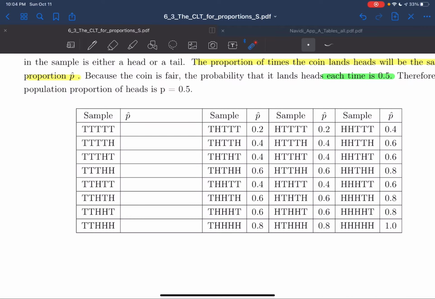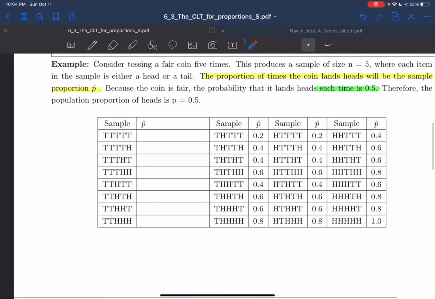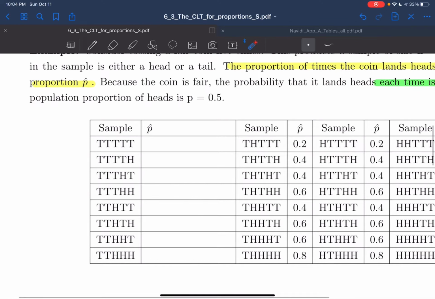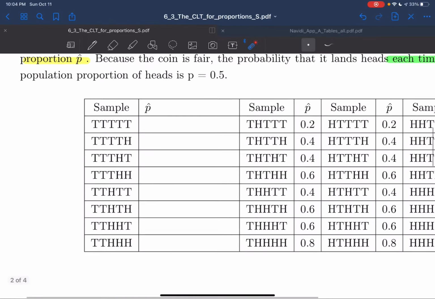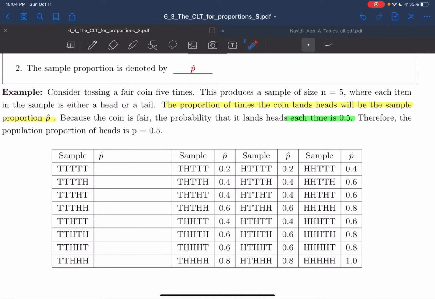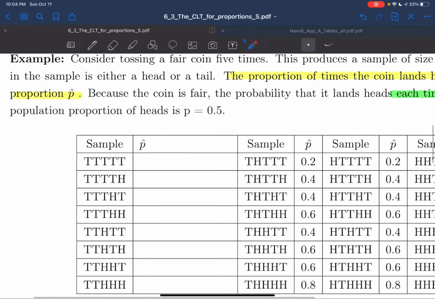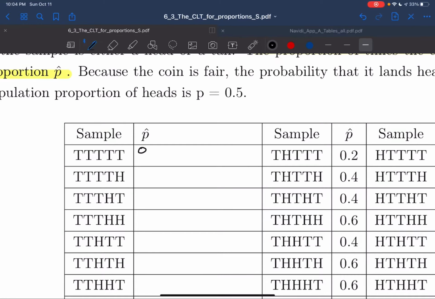So let's consider this table. Each one of these samples is a possibility of your sample space. So here, let's consider what happens if you flip a coin 5 times and let's say all of them land tails. So here, p hat is the proportion. Since we're dealing with the number of times the coin lands heads, the proportion for this sample will be 0/5, because there are 0 heads in this sample out of the total 5. So this would just be 0.0.